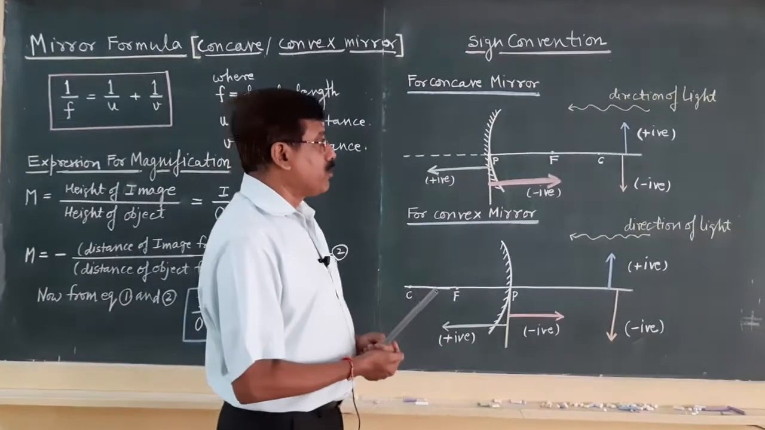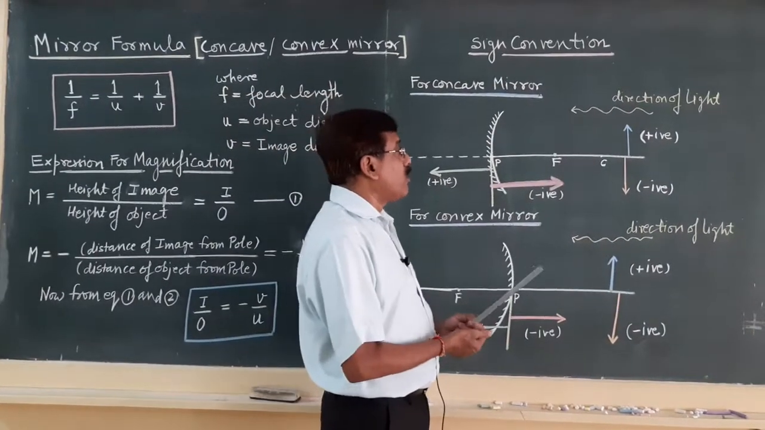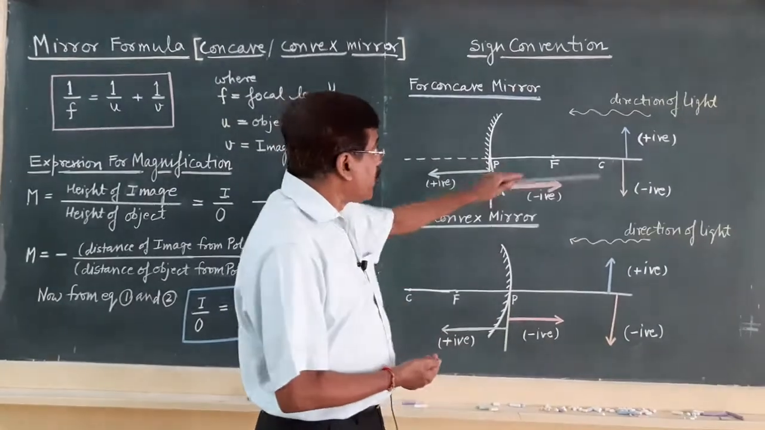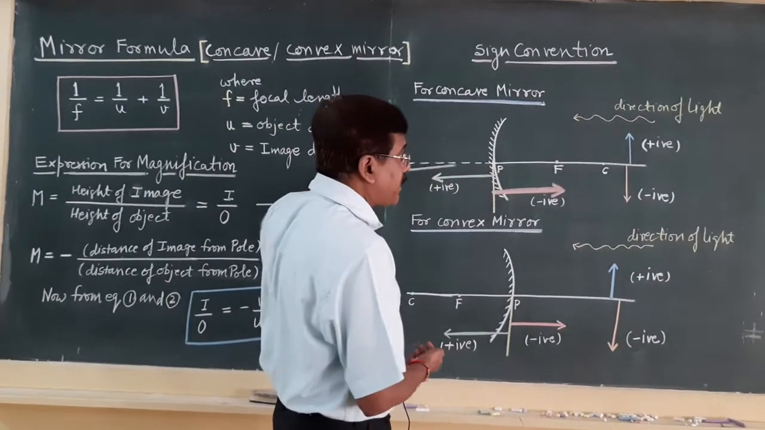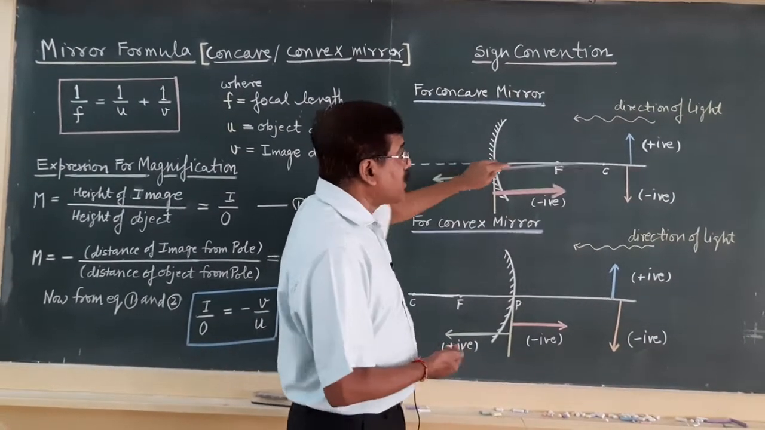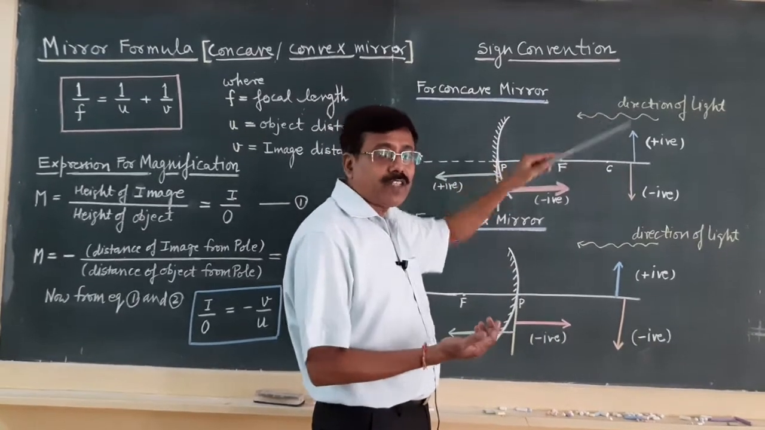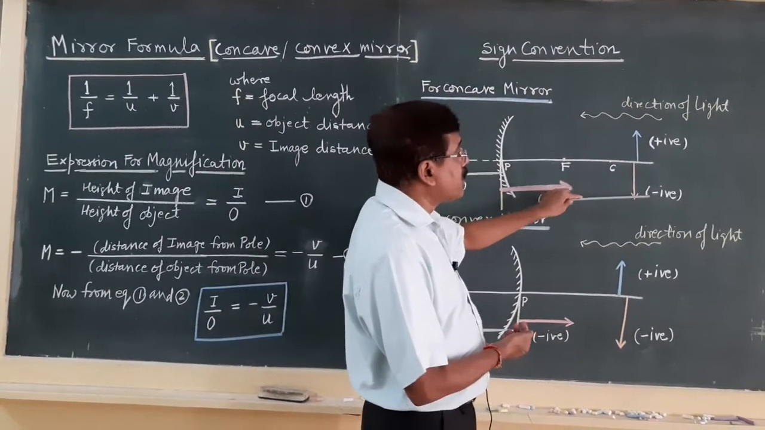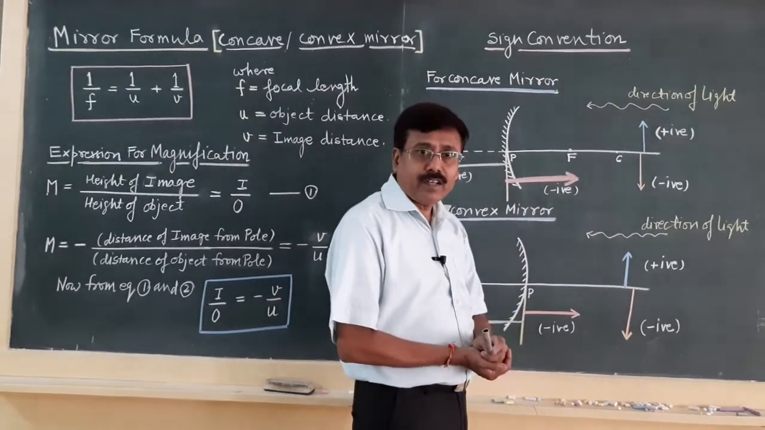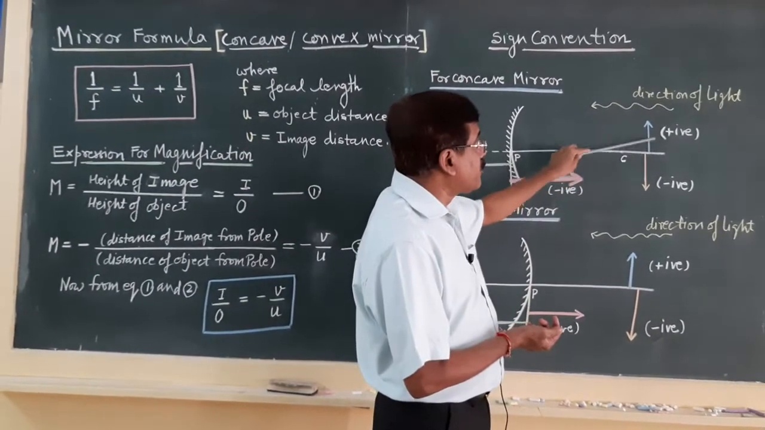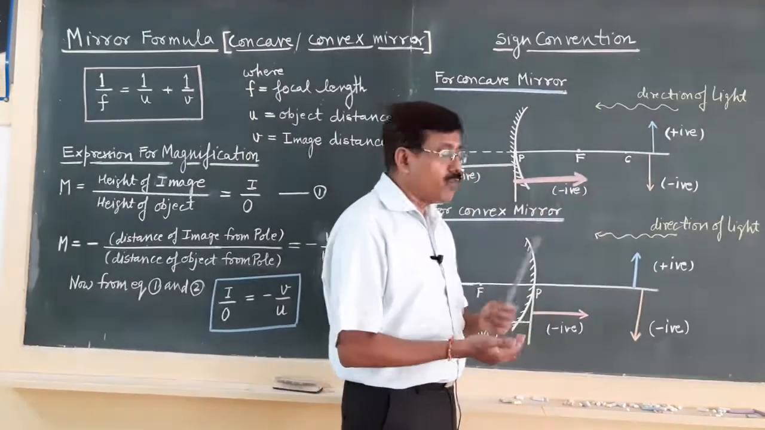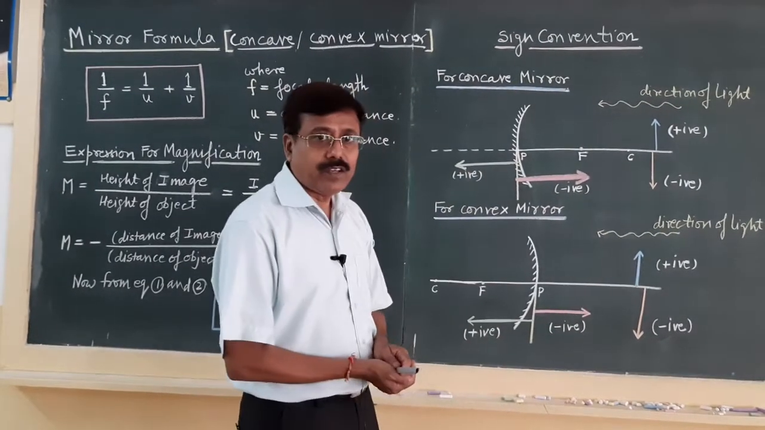Now, come to the rule for height of image and height of object. The reference line is the principal axis. All the heights of image as well as object, if below the principal axis, are taken with negative sign. If the heights are above the principal axis, they are taken as positive. The same rule applies for the convex mirror.